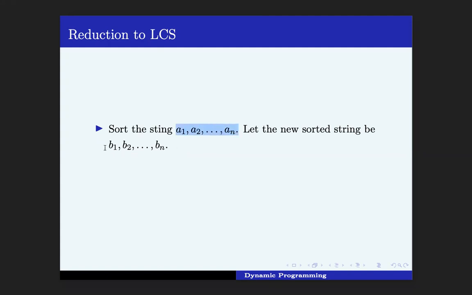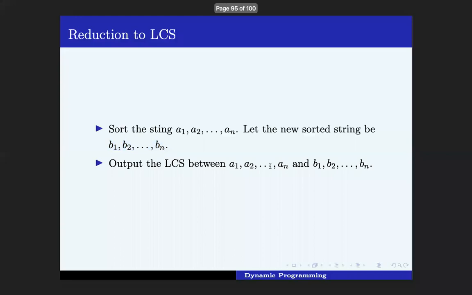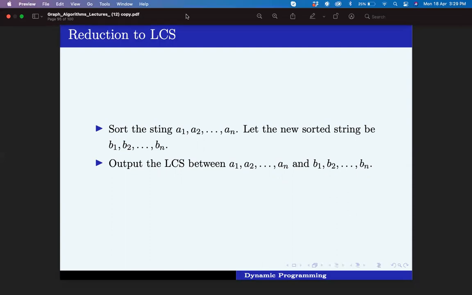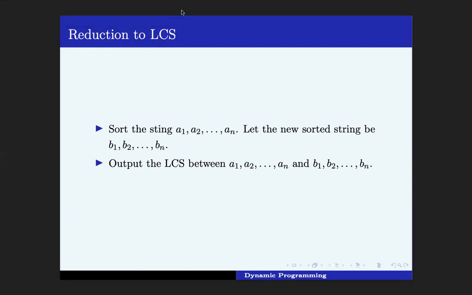Now if I have these two strings A1 to An and B1 to Bn, and I find the longest common subsequence between these two strings, then what do I get? The longest increasing sequence. I get the longest increasing sequence.